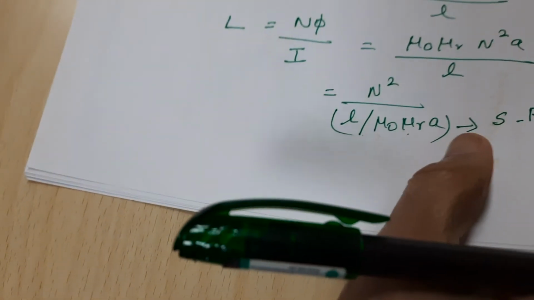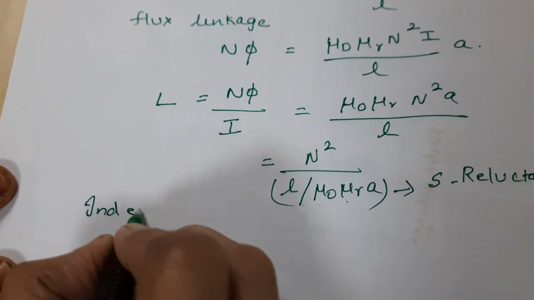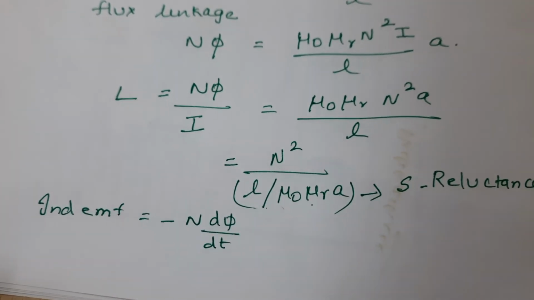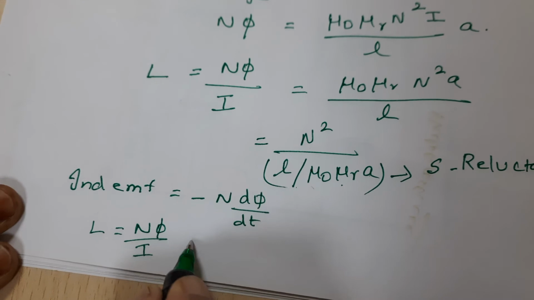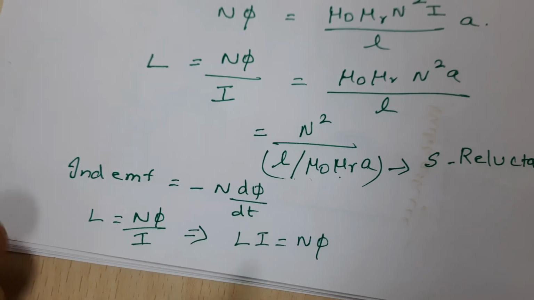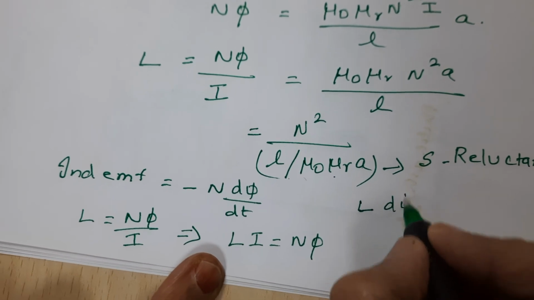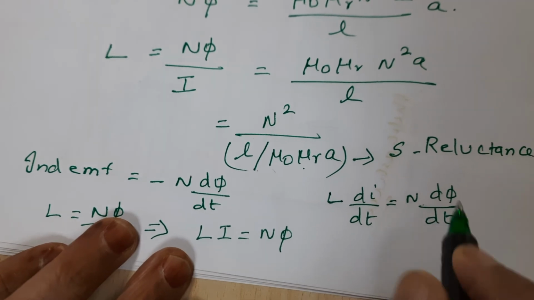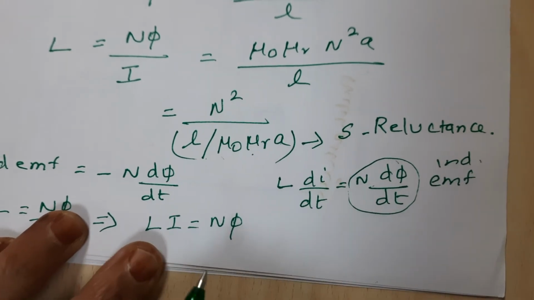Now let us find out the induced EMF. From Faraday's law, we know the induced EMF is nothing but minus N d phi by dt. We also know L is N phi by I. So from this equation I can write L i is equal to N phi, or differentiating this equation with respect to t, you get L di by dt is equal to N d phi by dt. Now this right hand side is nothing but my induced EMF according to Faraday's law.